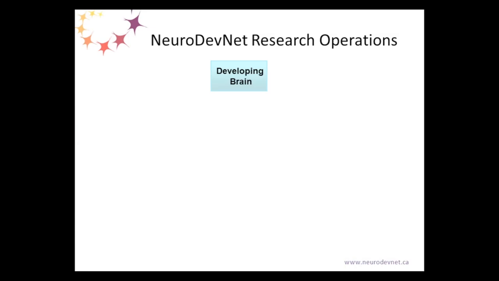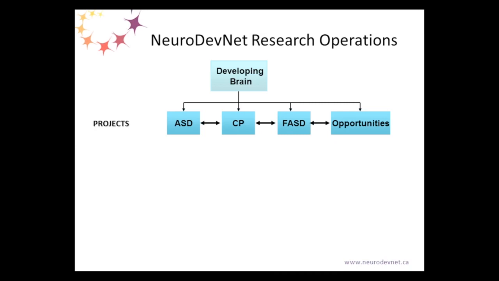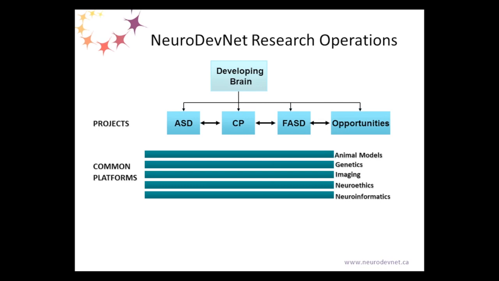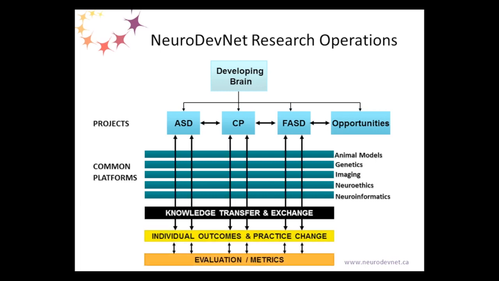So I told you, for those of you who were in the first webinar back in December, about NeuroDevNet structure. We're interested in the developing brain. We study a number of disorders, autism, cerebral palsy, and FASD across a number of common platforms, animal models, genetics, imaging, but also a couple of cores, neuroethics and neuroinformatics in particular, that I'm going to tell you a little bit about what we've been doing with them. So the goal is not just to generate knowledge, but to get it out into the hands of decision makers and stakeholder groups so that it can actually be used. So knowledge transfer, knowledge translation, knowledge mobilization are important aspects of what we do.